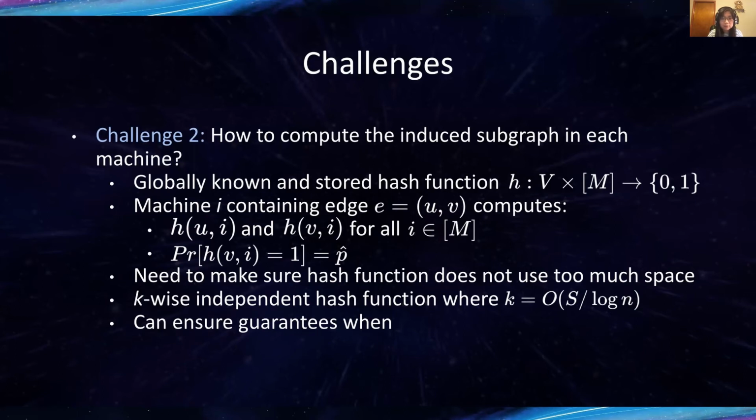Thus, we cannot use a fully independent hash function. Instead, we use a k-wise independent hash function where k equals O of S over log n. In fact, we show that we are able to achieve our approximation guarantees even if we allow as little as 6 log n wise independence. Thus, throughout, we set k to be equal to O of log n.